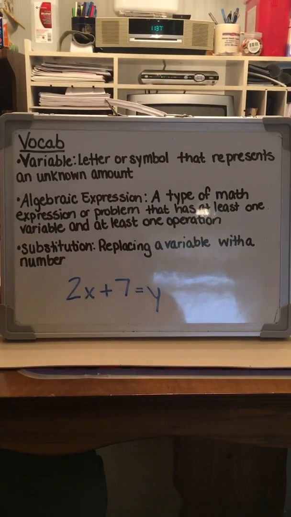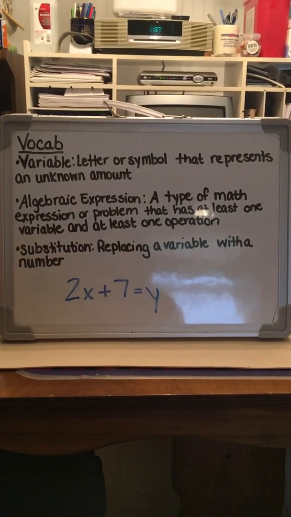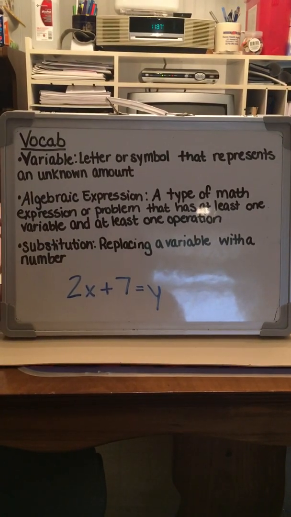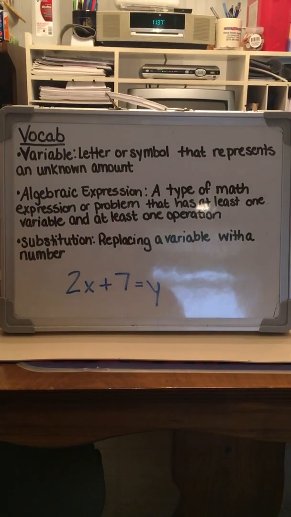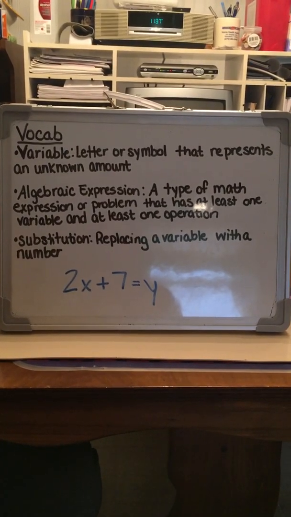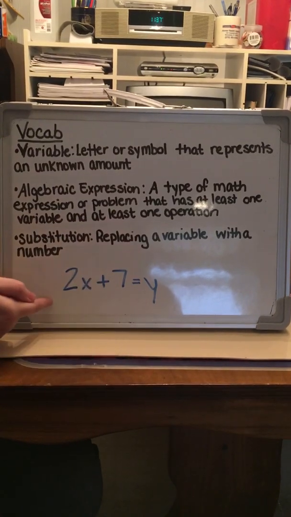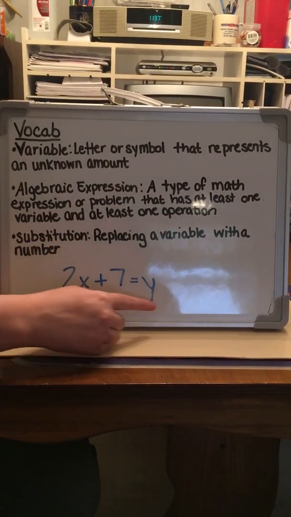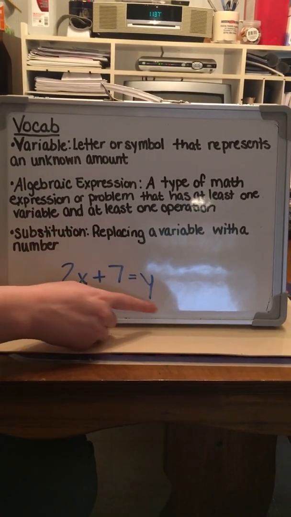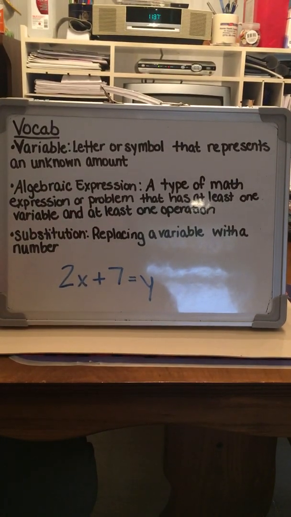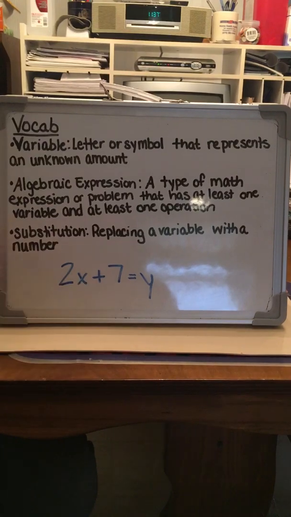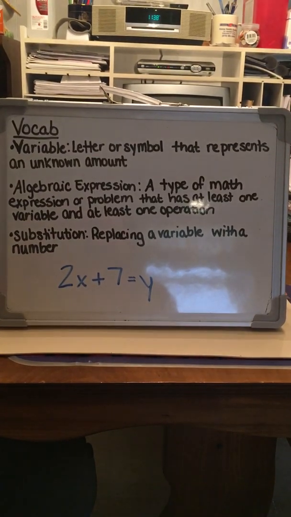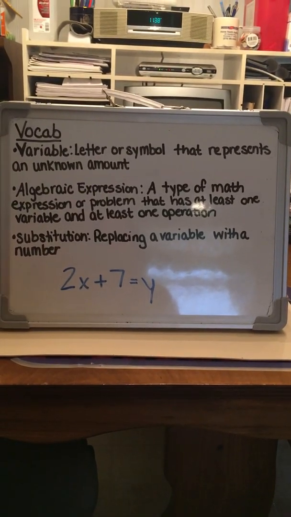Okay, then we want to talk about algebraic expression. An algebraic expression is a type of math expression or problem that has at least one variable and at least one operation. Well, this fits that criteria because it has two variables, the X and the Y, and it also has two operations in it. We're multiplying here and we're adding here. So in that case, we have an algebraic expression.